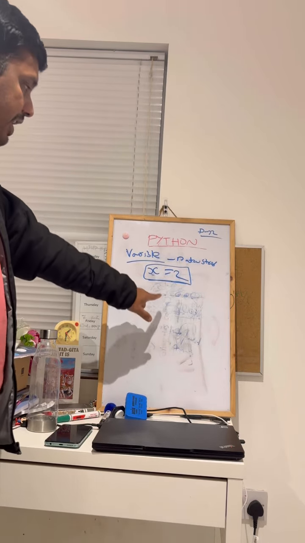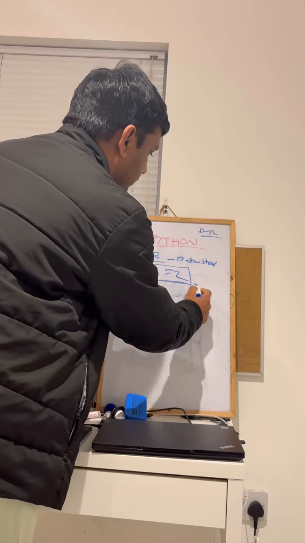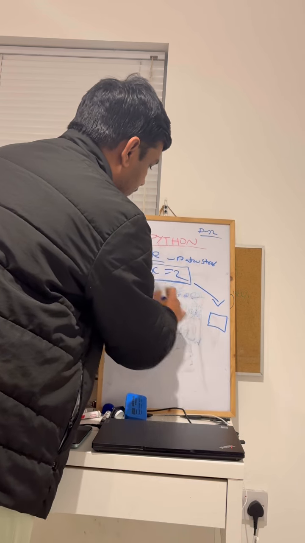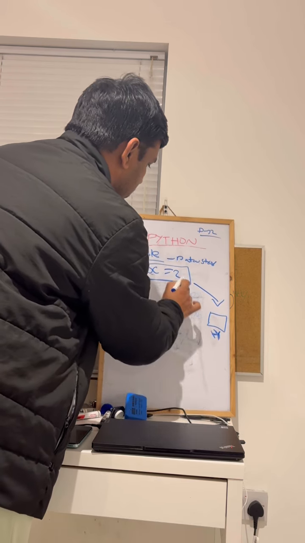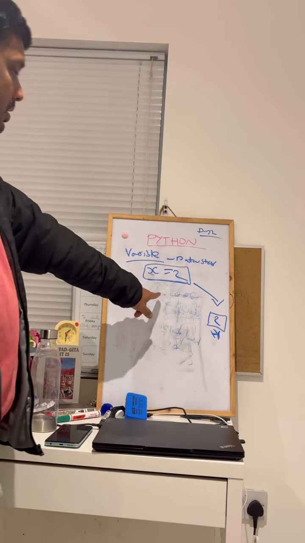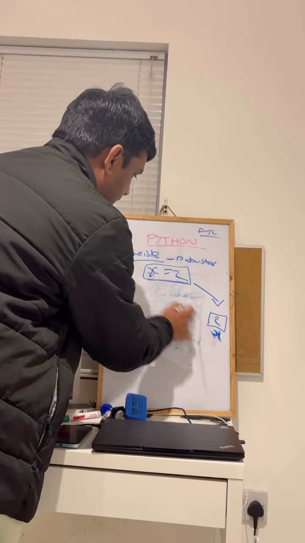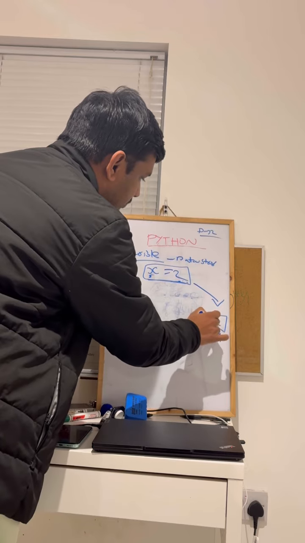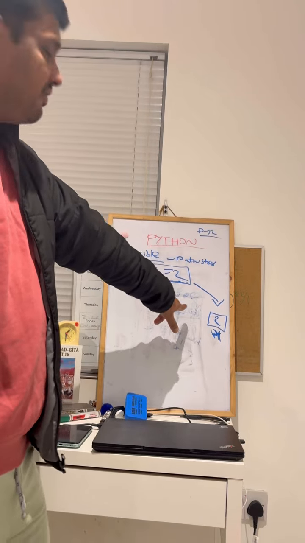So what happens if we write x equal to 2? Immediately in the RAM, it creates a box with the name x. So the box name is x. In that box, it puts the value 2. So this is the variable name, and this is the value of that variable. That value is put in that box. This is what happens when you create a variable.